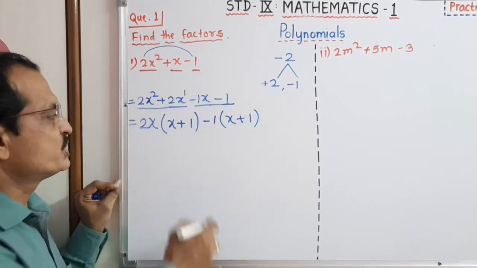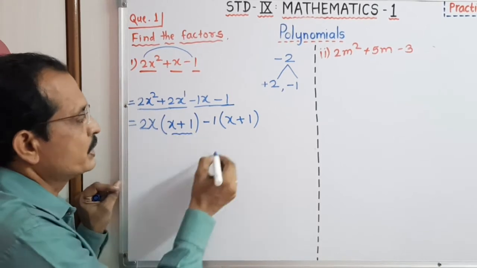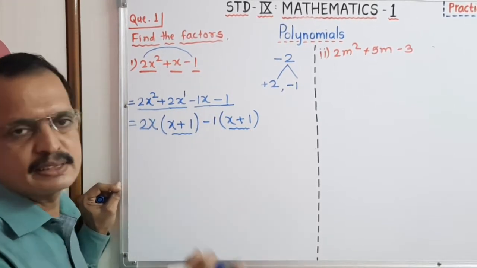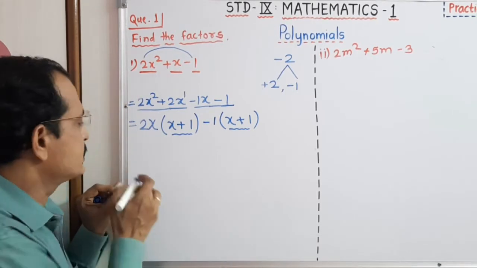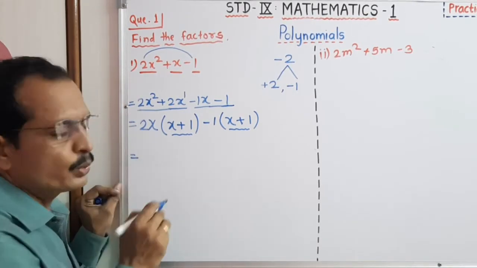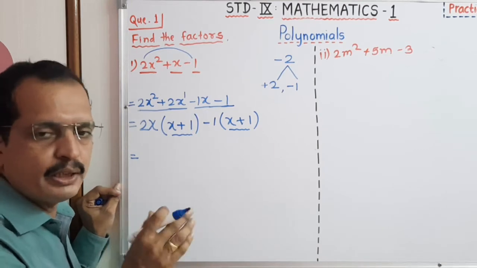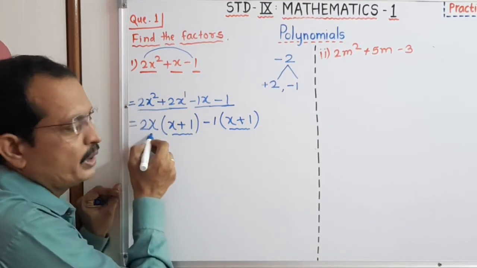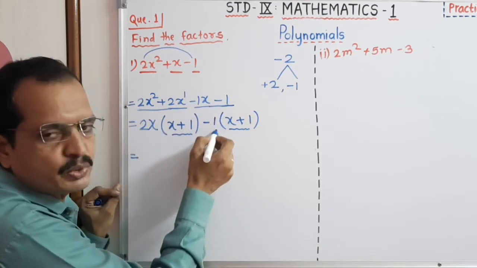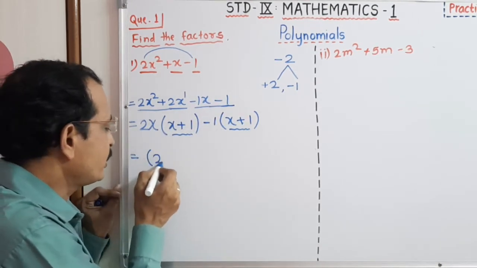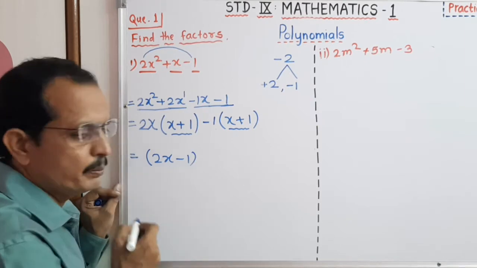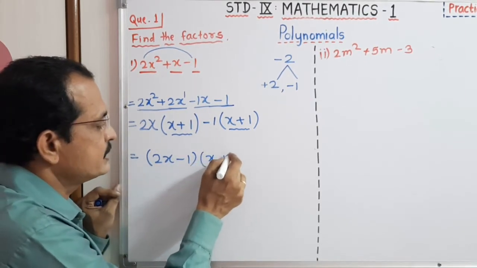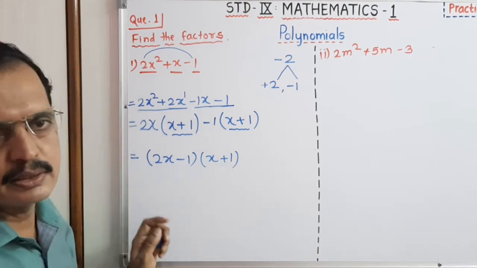Now if we observe, this bracket is x plus 1 and this bracket is x plus 1. These two brackets must be the same. If they are the same, then our answer is correct. Then what to do? Take out the common in one bracket. From this we take out 2x as common and from this we take minus 1 as a common. Therefore we write here 2x minus 1 in one bracket, and instead of these two brackets we write one bracket, that is x plus 1, and this is our final answer.